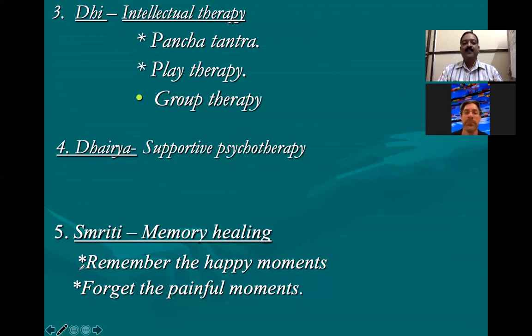Okay, so it may include also play therapy as well as group therapy. Group therapy helps in many ways. Suppose I tell a patient with depression, he goes on thinking that nobody is there for him, or that I am the only person who has always been troubled and troubled. So one thing that happens in depression is that he is socially isolated.